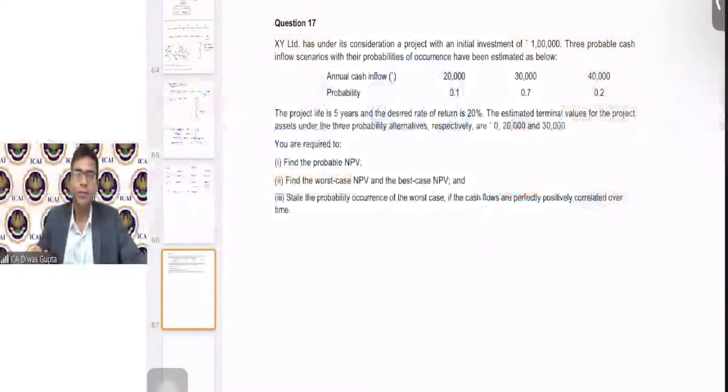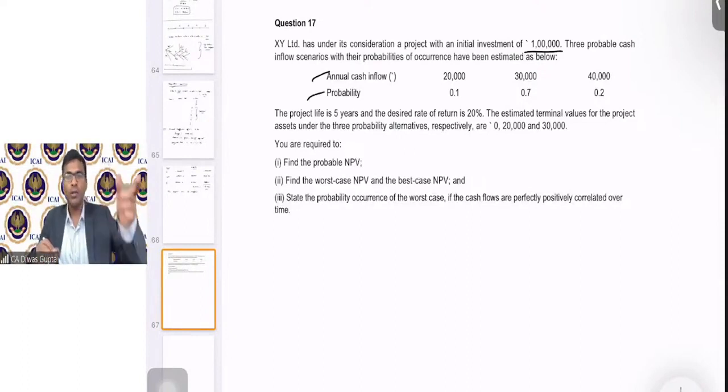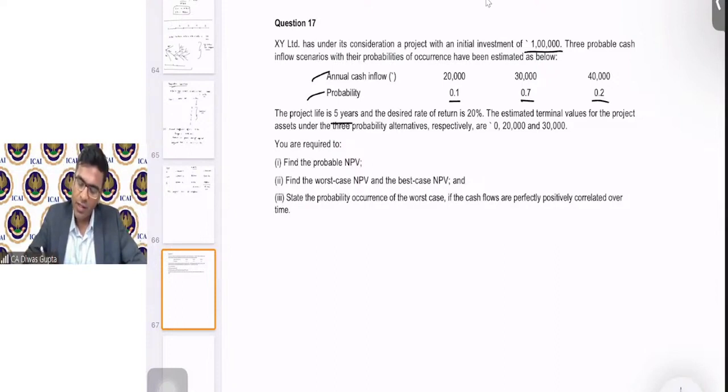The assignment. XY Limited has under its consideration a project with an initial investment of rupees 1 lakh. Three possible cash inflow scenarios with the probabilities of occurrence have been estimated as below. This is somewhat similar to the previous question. So there are three different possibilities. The project life is 5 years. Desired rate of return is 20%. The estimated terminal values of the project are also given under the three possibilities: 0 in first, 20,000 in second, and 30,000 in third. You're required to find the probable NPV.